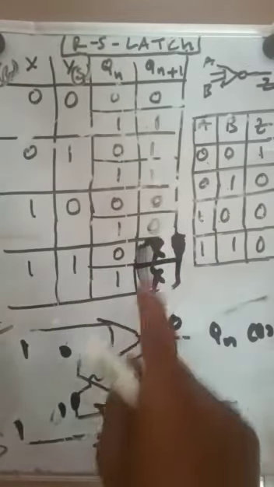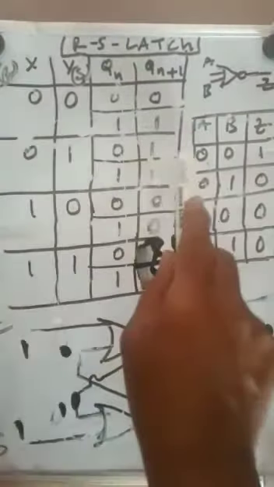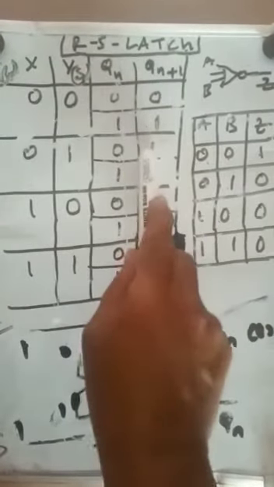And this 1 1, when the inputs are both 1, this is the complication, or what is called the race around condition. It's an invalid state. This is the drawback of this circuit. So this is the memory state, this is the set state because it sets to 1, and this is the reset state, 1 becomes 0. This is the concept of this latch.